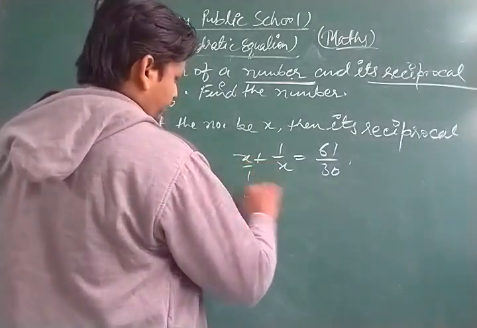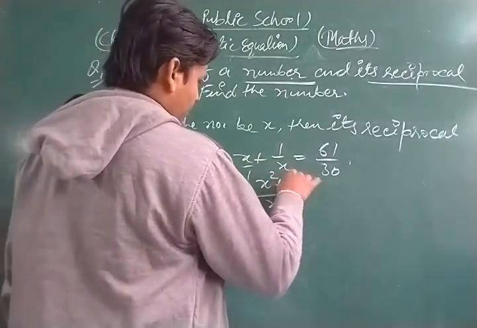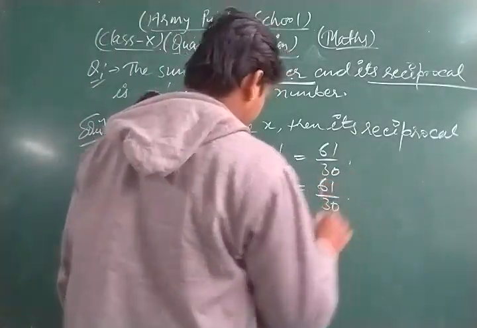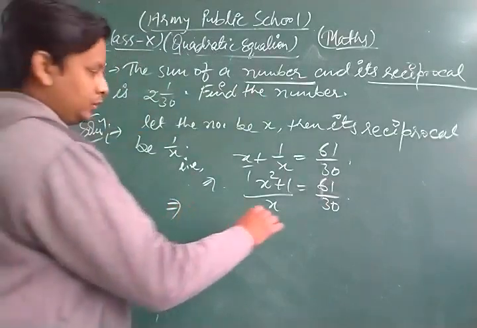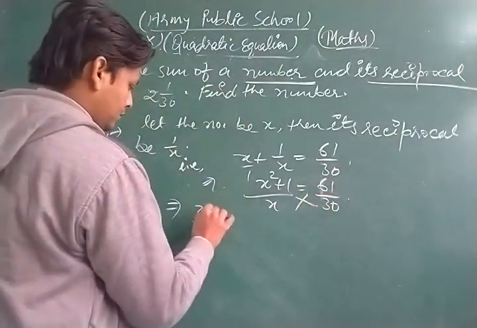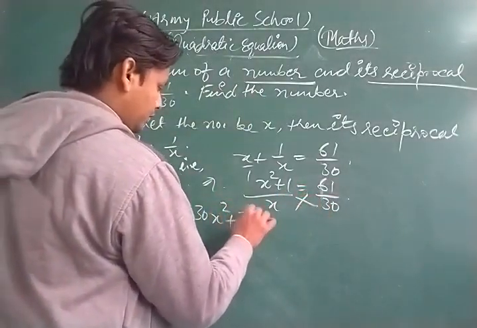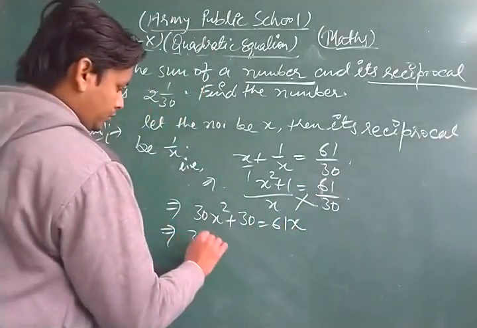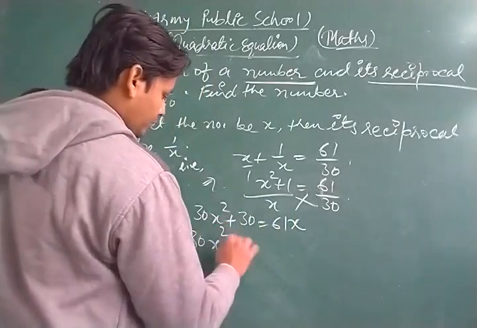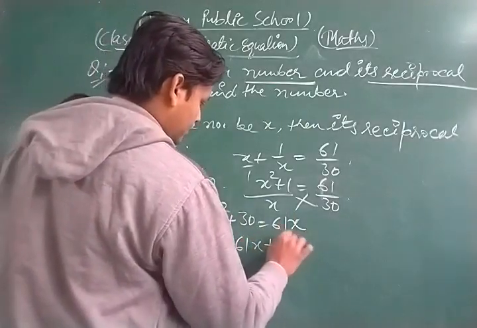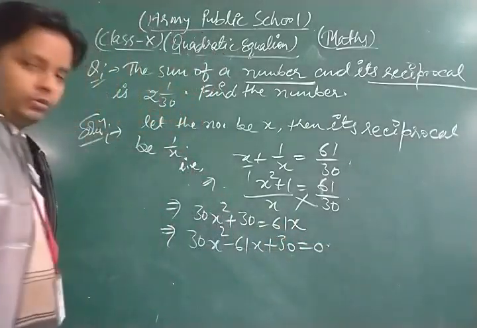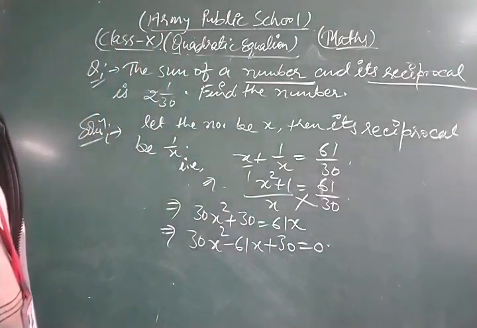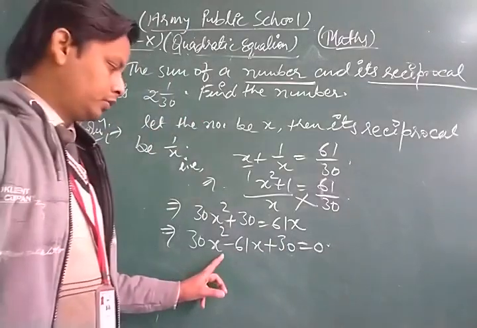Now this is x square plus 1 upon x is 61 upon 30. Now we do the cross multiplication. 30x square plus 30 is equal to 61x. So from here, 30x square minus 61x plus 30 is equal to 0. So in this way we form a quadratic equation.